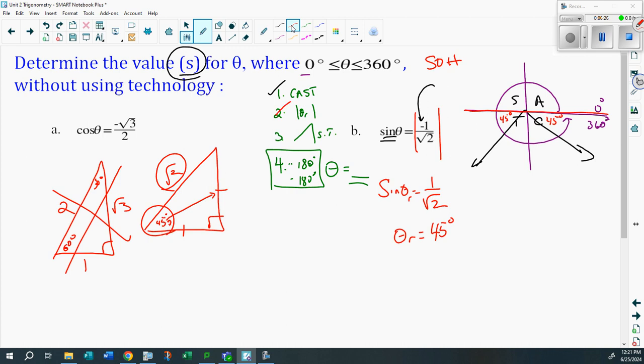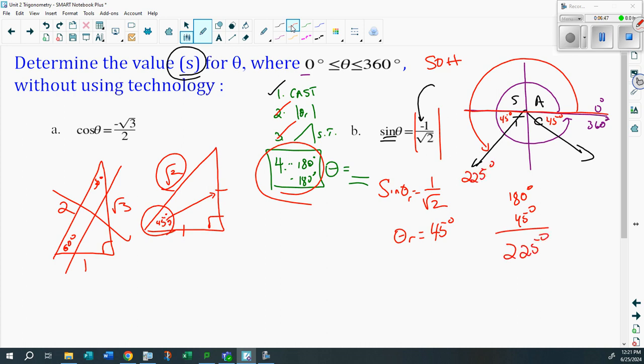So how do you actually find this? We found the special triangle. Now we just have to either add it to the 180 or subtract it from the 180 or the 360. We have to figure out this angle in standard position. So go all the way around. This is going to be 180 degrees plus the 45 degrees. That's going to give you your 225 degrees. There it is.